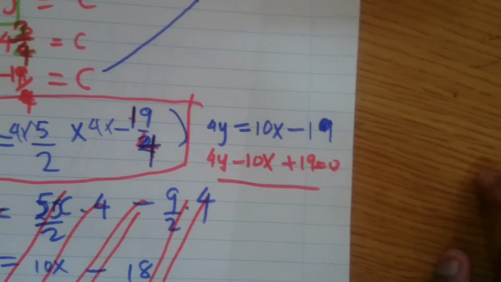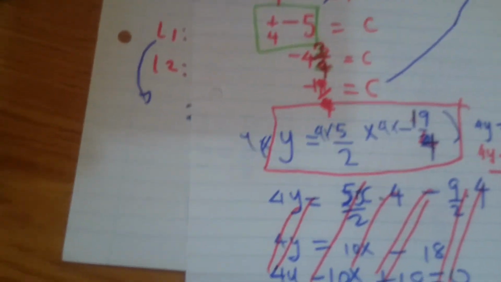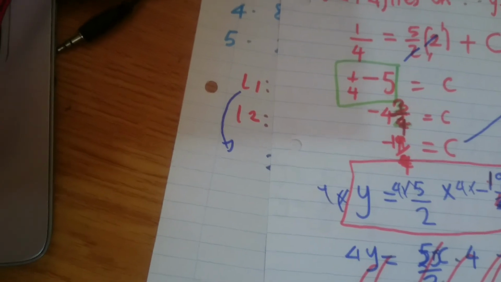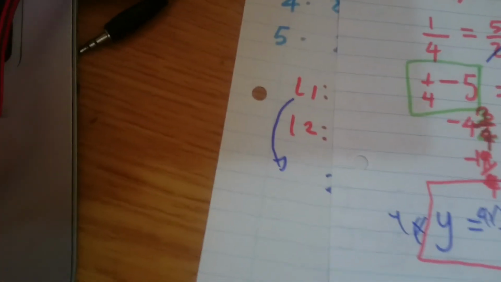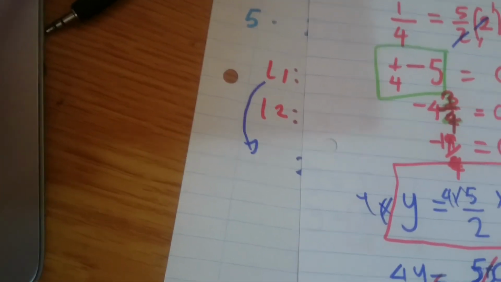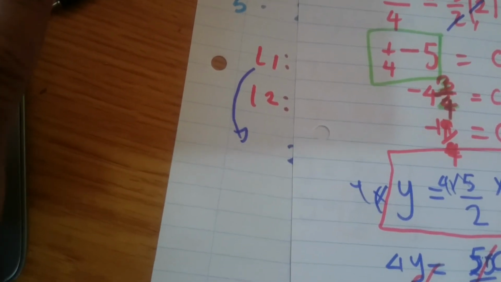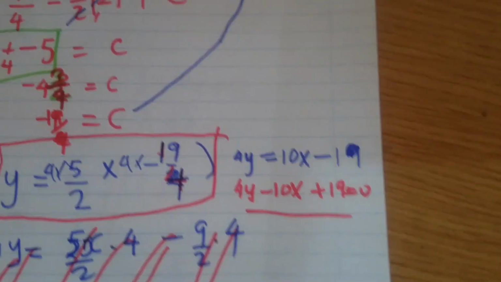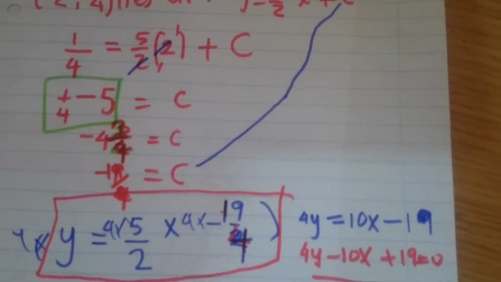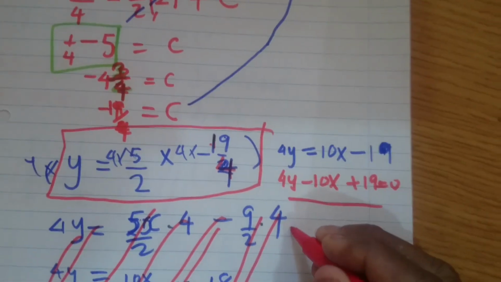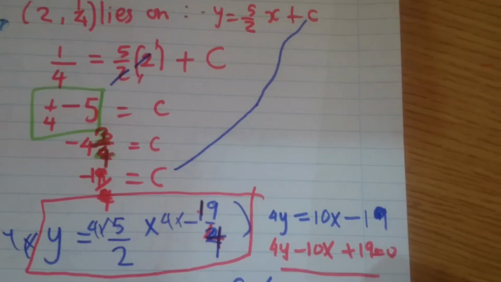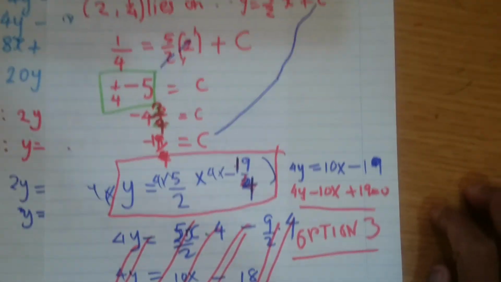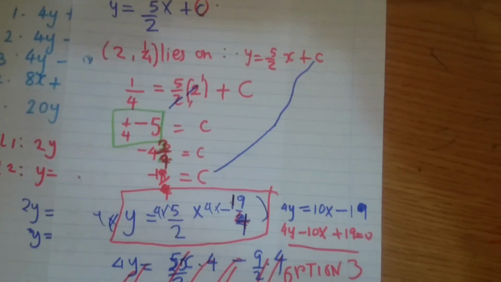So 4y minus 10x plus 19. I think that's option 3, if I'm not mistaken. Question 10, yeah, option 3. So question 10 is option 3. The answer is option 3. That's how you get 100. Option 3.